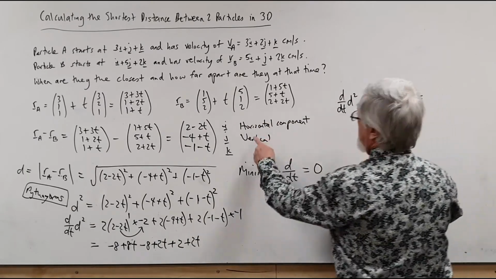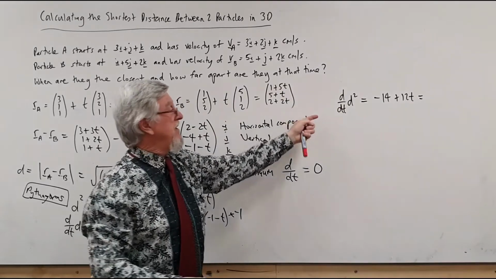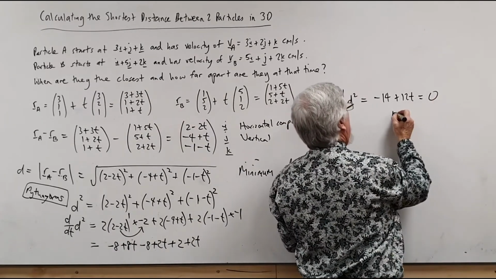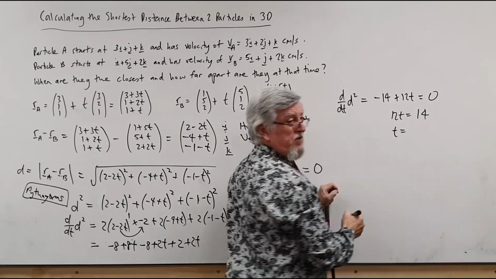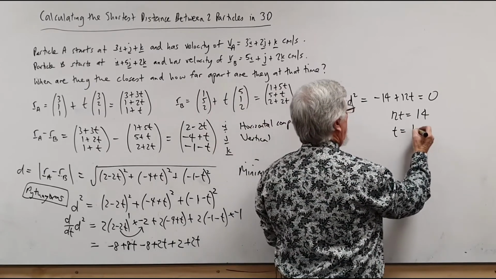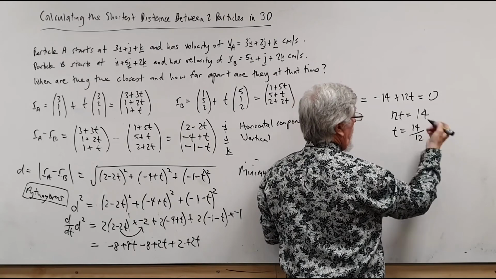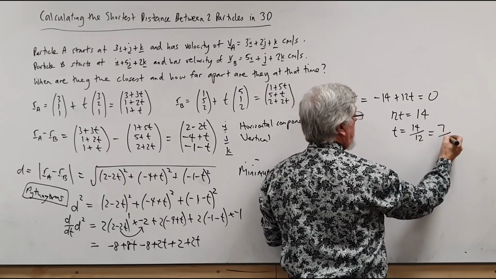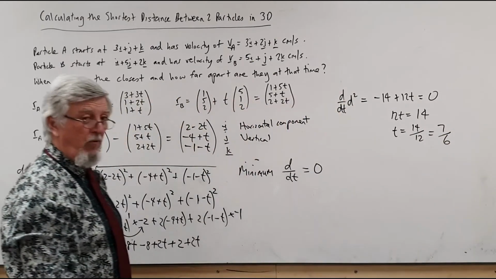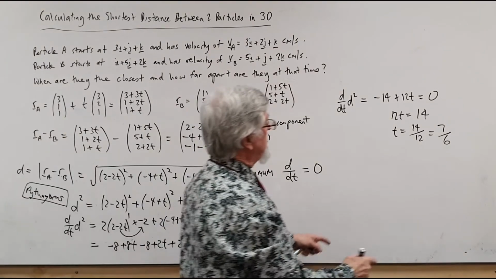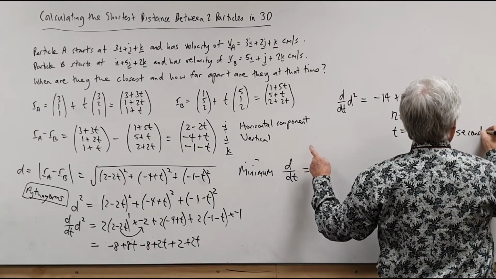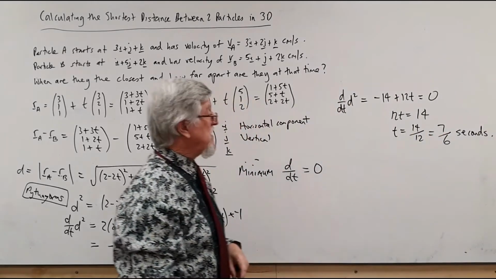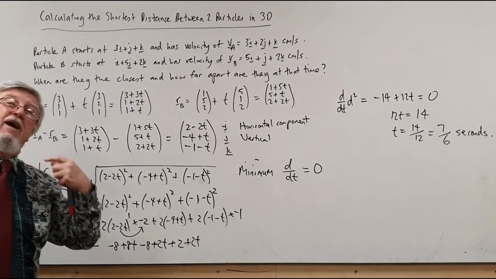And what I've got to do for a minimum, when I differentiate, I've got to let it equal 0. So I've got 12t equals 14. So I've got t equals, and in this case I've got 14 over 12, or 7 over 6. Now at that point in time, we know that they were at the closest point after 1 and 1 over 6 seconds. So that's when they get to the closest, but that's not how close they got.